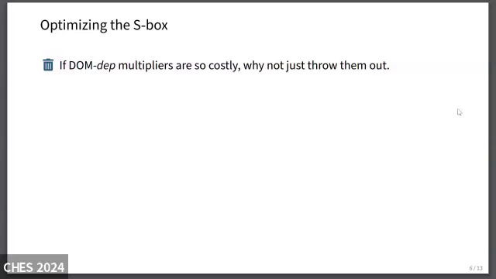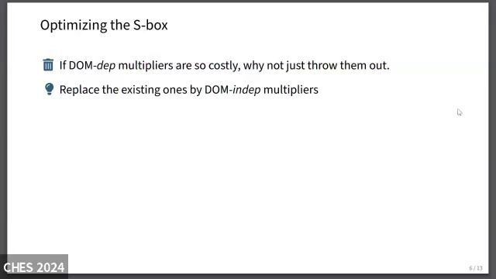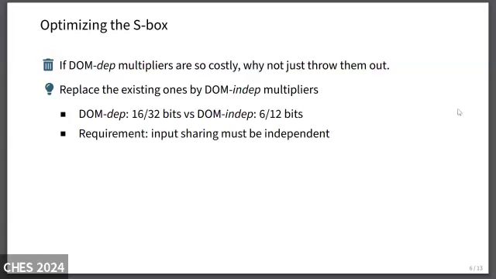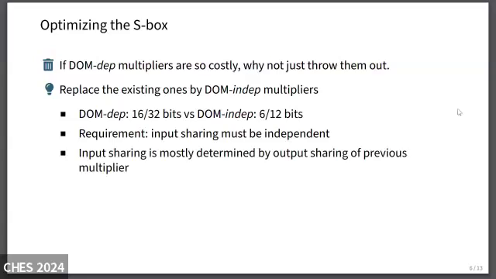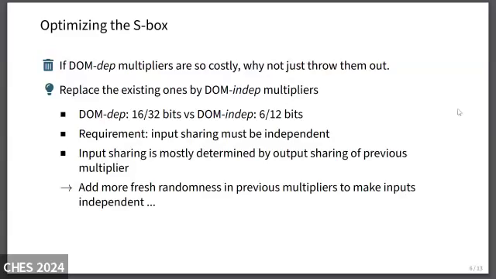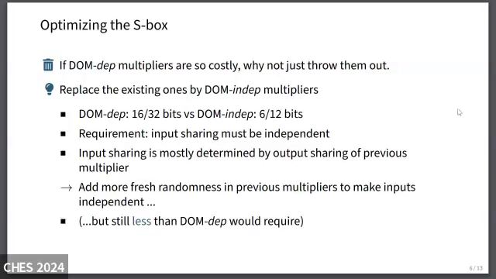Okay, and so what are we gonna do about that? The next thing we thought is, if these DOM-DEP multipliers are so costly in the fixed version, why not just throw them out altogether and try to replace them by DOM-INDEP multipliers, because they are much cheaper in terms of randomness. The requirement for using these multipliers is that the input sharing is independent. And one thing about the input sharing of the multipliers in your SBox is that it is mostly determined by the output sharing of the previous multiplier. So if you add additional randomness to the output sharing of the previous multiplier, you could make the inputs independent. And that's exactly what we did.